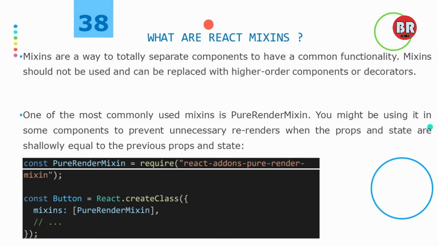What are React Mixins? Mixins are a way to totally separate components to have a common functionality. Mixins should not be used and can be replaced with higher order components or decorators. One of the most commonly used mixins is PureRenderMixin. You might be using it in some components to prevent unnecessary re-renders when the props and state are shallowly equal to the previous props and state.